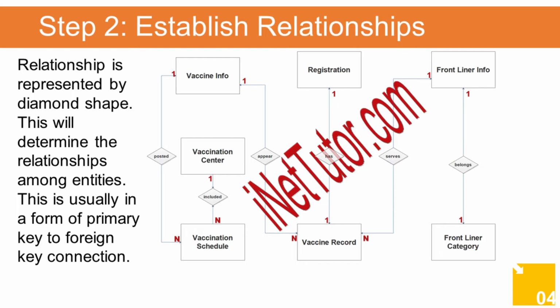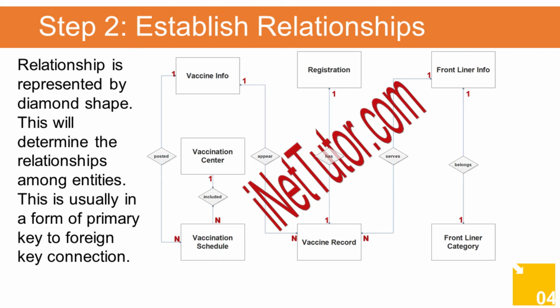Step 2. Establish relationships. This will determine the relationships among entities. This is usually in a form of primary key to foreign key connection. After we have specified our entities, it is time now to connect or establish a relationship among the entities. A frontliner technically may belong to multiple categories, just like for example a person can be a nurse and a doctor at same time depending on their achievements. For the purpose of this project, the relationship of frontliner to frontliner category is only 1:1, 1-to-1 relationship.